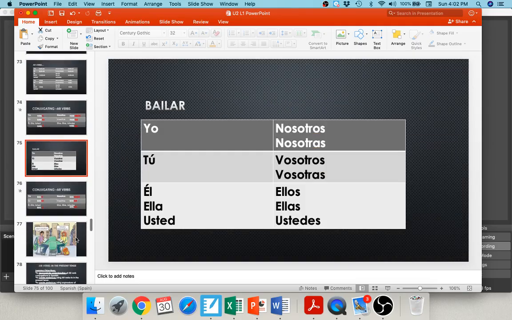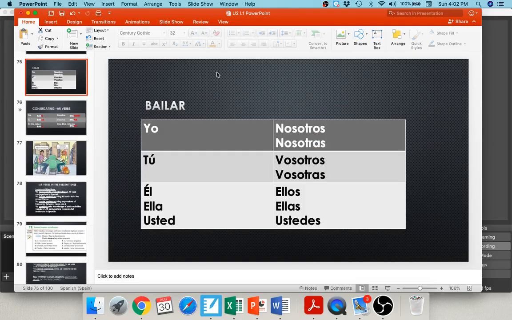I want you to try now using the verb bailar. Bailar means to dance. So I want you to take a moment and remove the AR in bailar and conjugate it appropriately to say I dance, you dance, and so on and so forth. When you're ready, you can unpause.